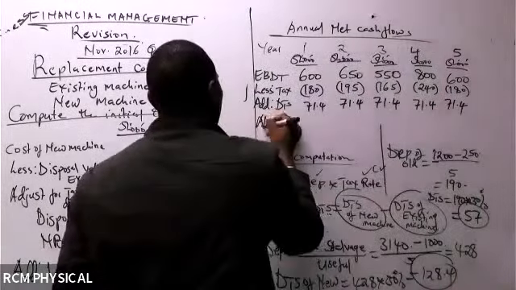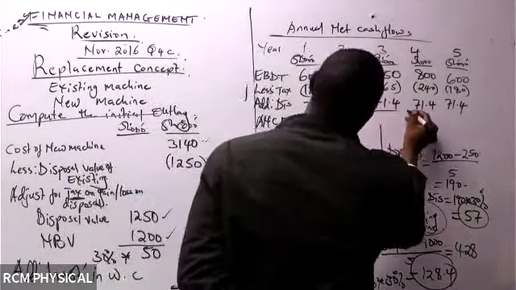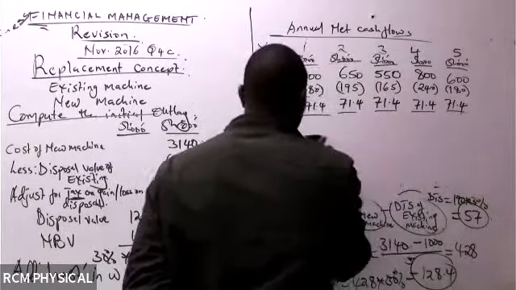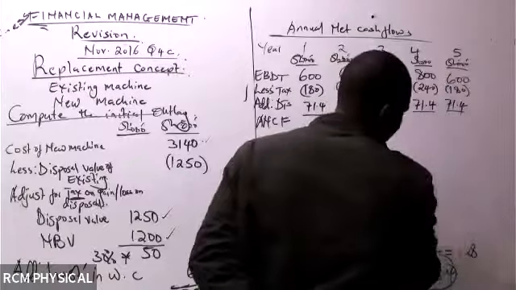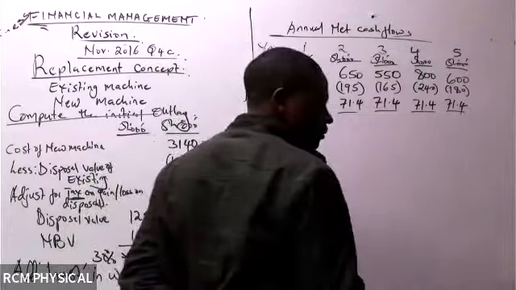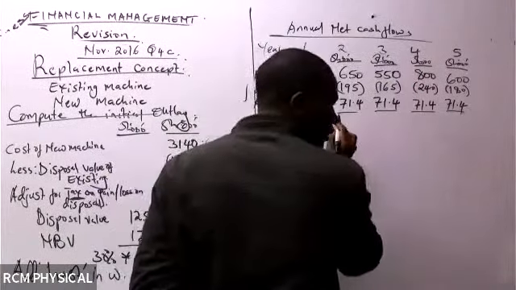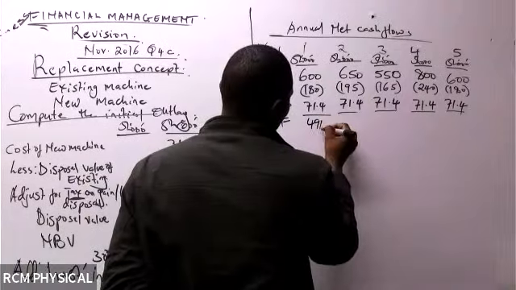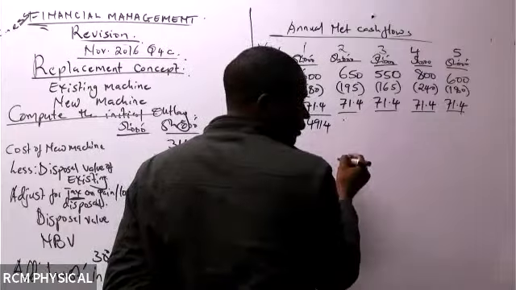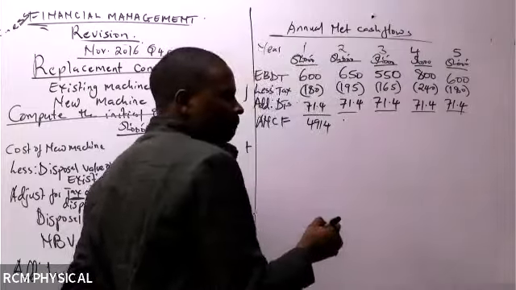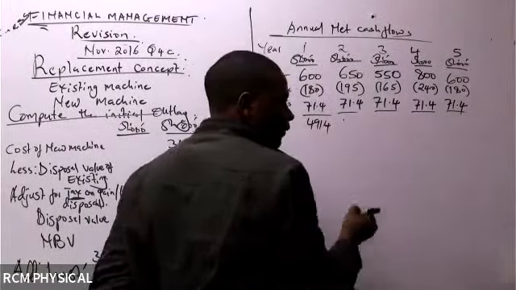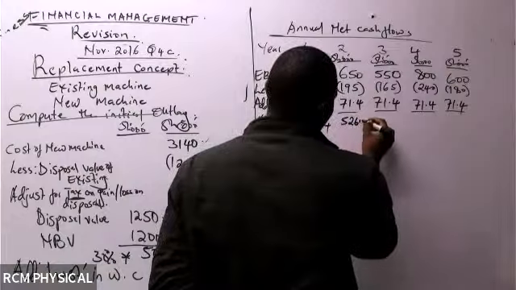And we get our annual net cash flow. Net cash flow. So annual net cash flow, year one is 491.4, year two is 491.4, year three.